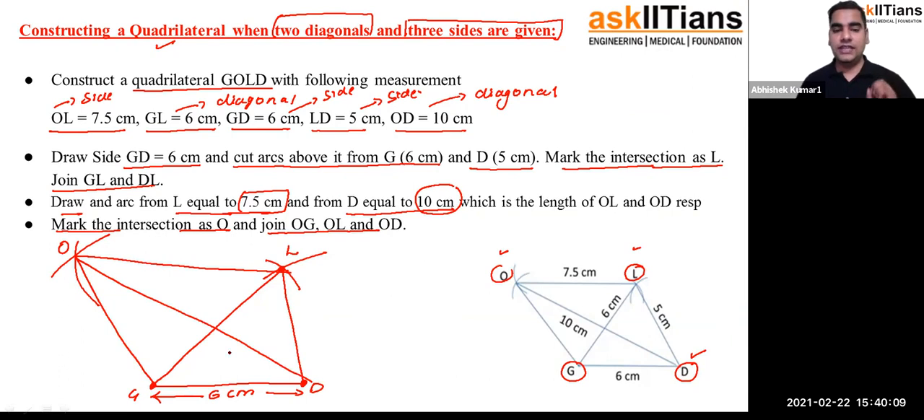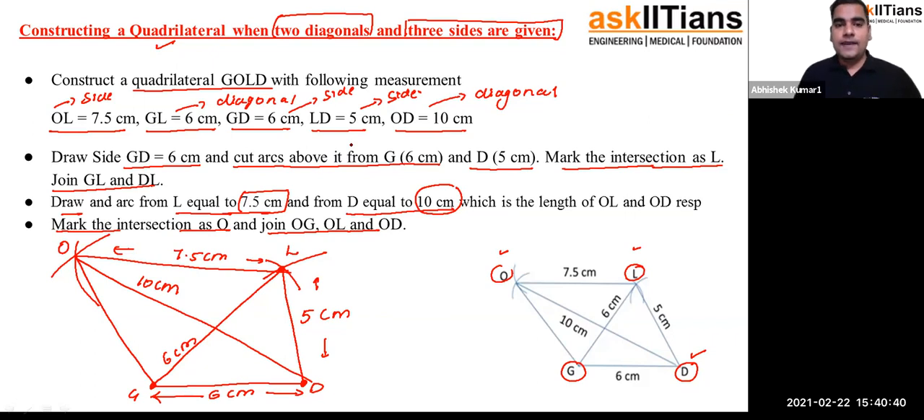where we were provided the length of three sides. We were provided the length of GD, which is equal to 6 centimeter. You were provided the length of LD, which is equal to 5 centimeter. You were provided the length of OL as well, which is equal to 7.5 centimeter. And apart from that, we were provided the length of the two diagonals: GL was provided to us, that's equal to 6 centimeter, and this diagonal was provided to us, which is equal to 10 centimeter. So we have drawn this quadrilateral.